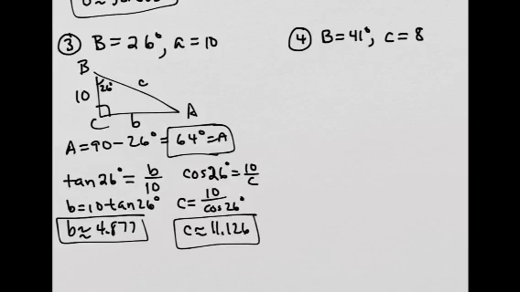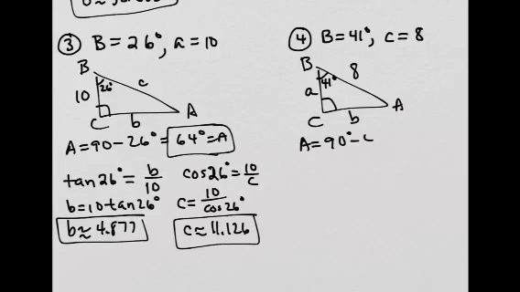Okay, number 4, draw the triangle, and this is A, B, C. This is 41 right there. This is 8, we're missing A, we're missing side B. And angle A is a complement of B, so we'll do the same thing we did before. So A is 90 minus 41, which gives us 49 degrees for A.